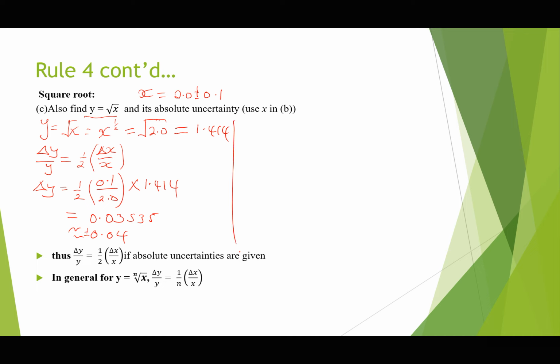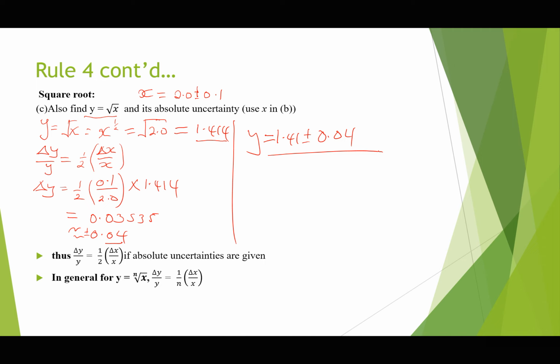So the true value of y will be written as, these are two decimal places, so I'll also take only two decimal places from here. So it will be 1.41 plus or minus 0.04 as the true value of y. So that is how we treat the square root.